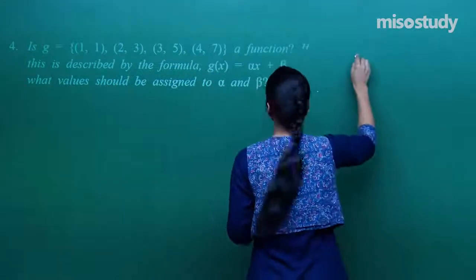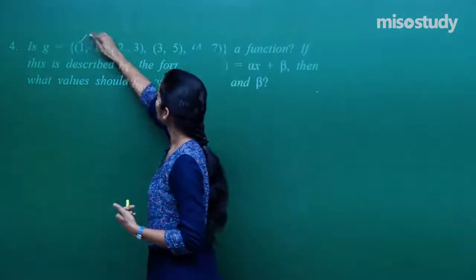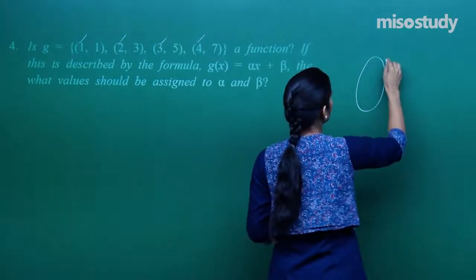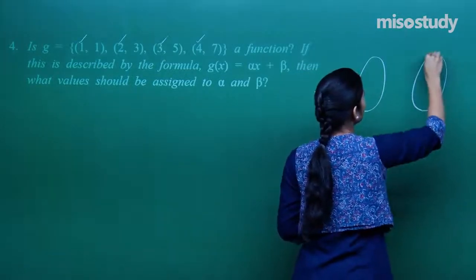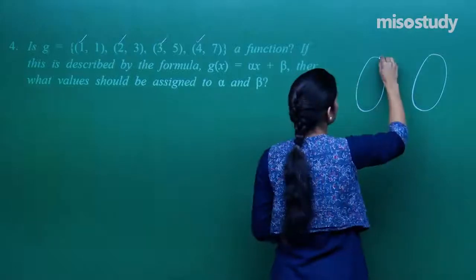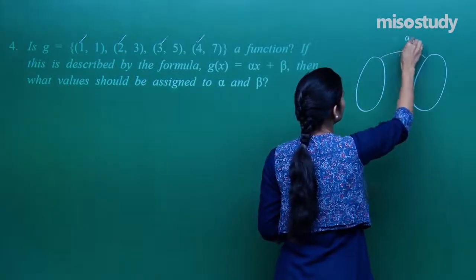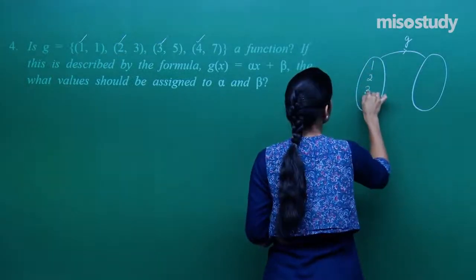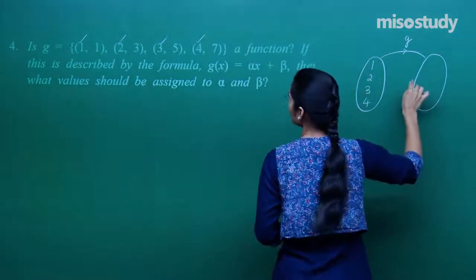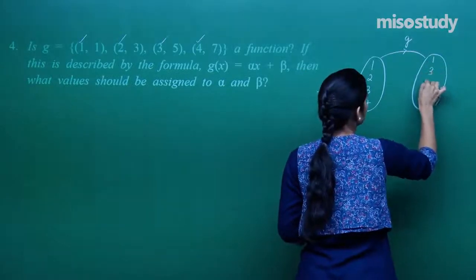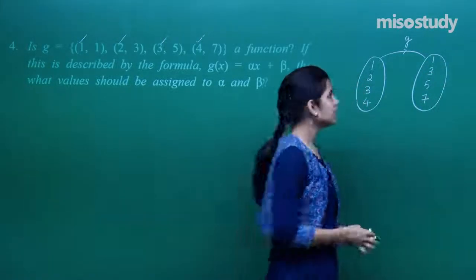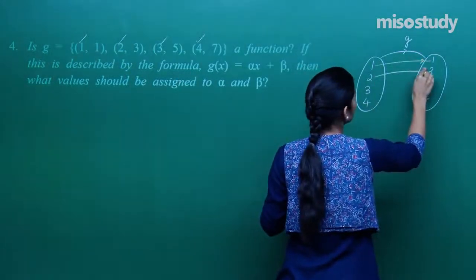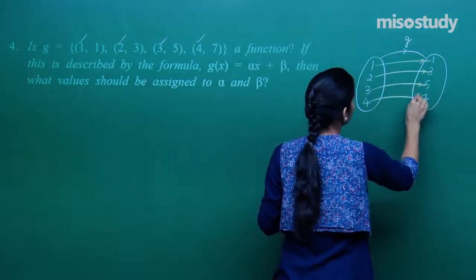That means just pick up all the first components. If you pick up all the first components, you will get the domain of G, and if you pick up all the second components, you will get the range of G. Basically, this is the G function as a relation. The first components are 1, 2, 3, 4. In here you have 1, 3, 5, 7. Now G is basically doing what? G is mapping 1 to 1, 2 to 3, 3 to 5 and 4 to 7.